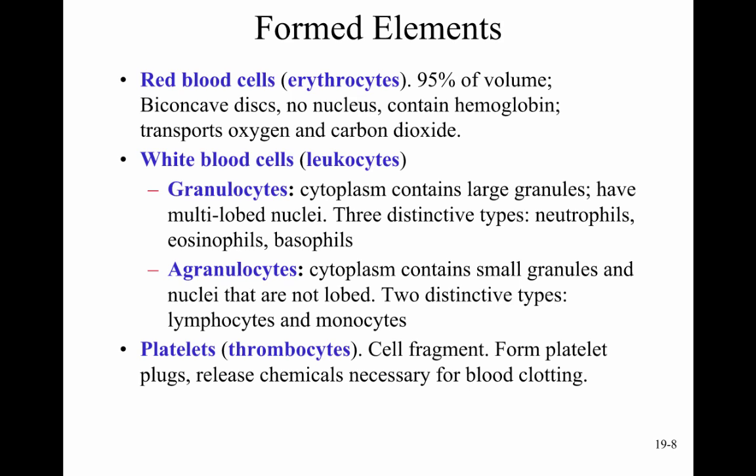Agranulocytes do not have large granules. They might have small or no granules. The nuclei are not lobed. And there are lymphocytes and monocytes. And then platelets, also called thrombocytes. They are cell fragments, so they aren't even a full cell. It's kind of a pinched off portion of a cell. And they form platelet plugs, the second step in stopping bleeding, and help release the chemicals, those blood clotting factors, that would then activate the fibrinogen into fibrin to form a clot.